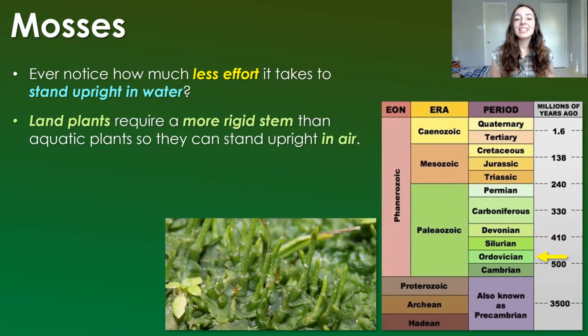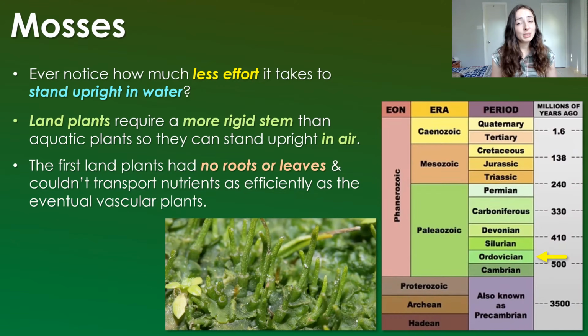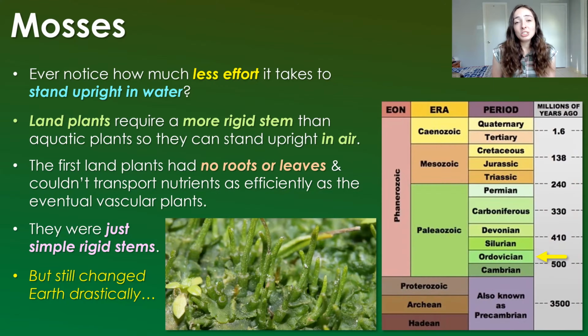Well, plants had the same struggle. Land plants require a much more rigid stem than aquatic plants so that they can stand upright in air. The first land plants, however, didn't have roots and leaves, like I discussed, and couldn't transport nutrients as efficiently as their eventual descendants, vascular plants, could. They were pretty much just simple, rigid stems, but they actually did manage to change Earth pretty dramatically.